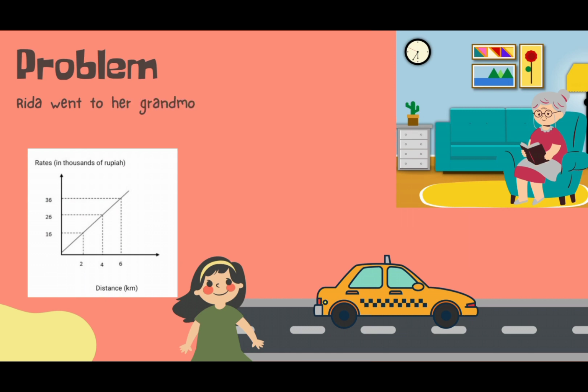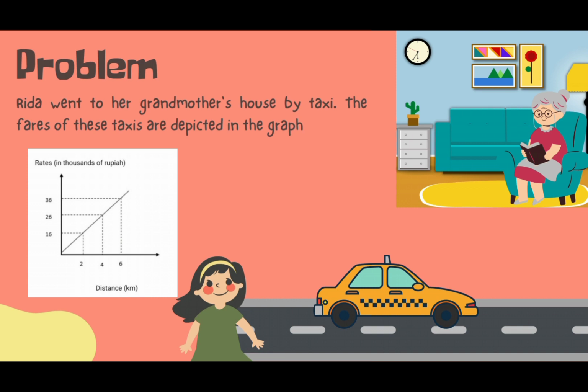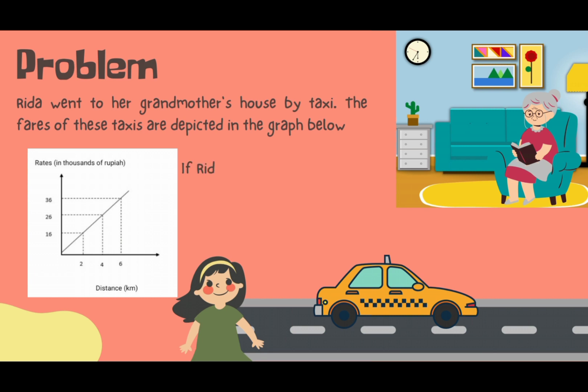In the following, there are problems related to the concept of lines and gradients. Rida went to her grandmother's house by taxi. The fares of these taxis are depicted in the graphs below. The question is, if Rida takes a taxi for 20 kilometers, how much will she have to pay? Let's solve these problems together.